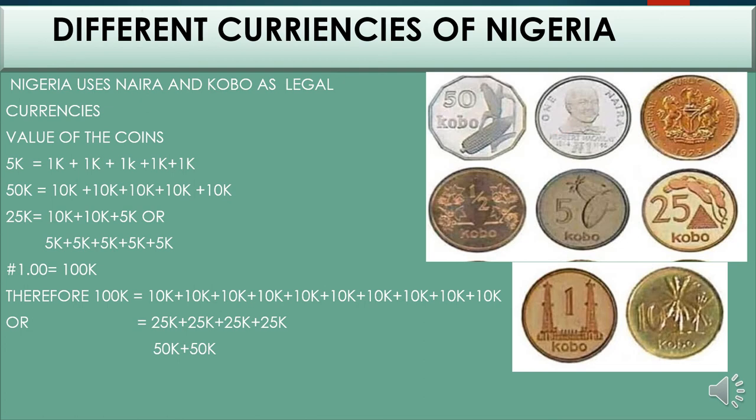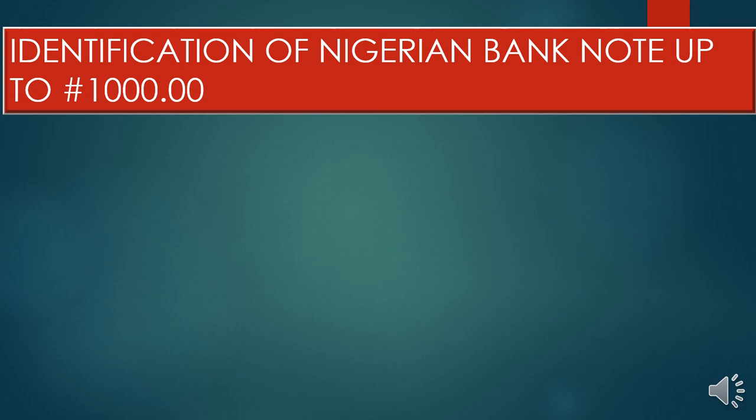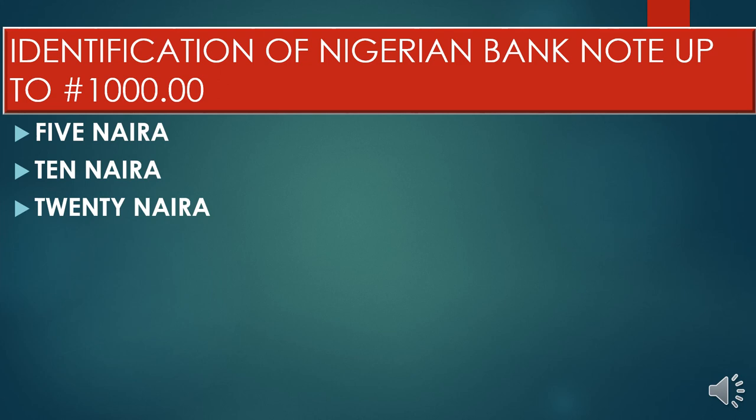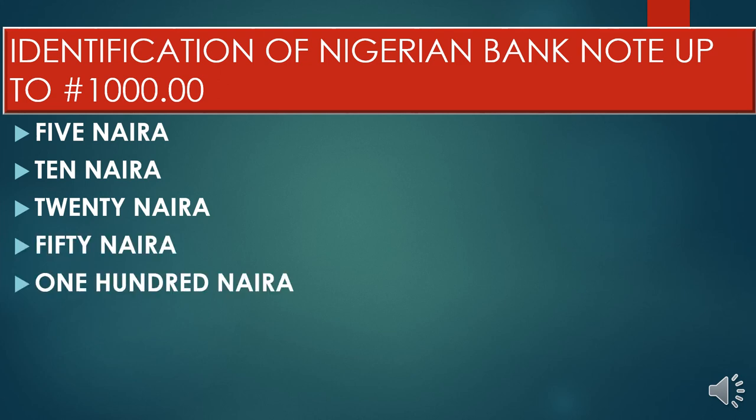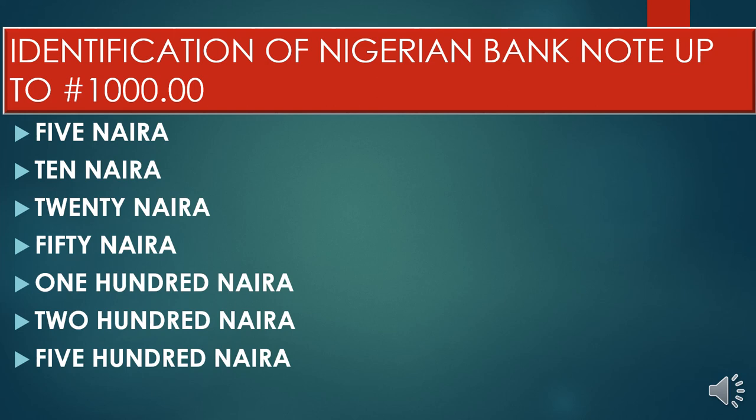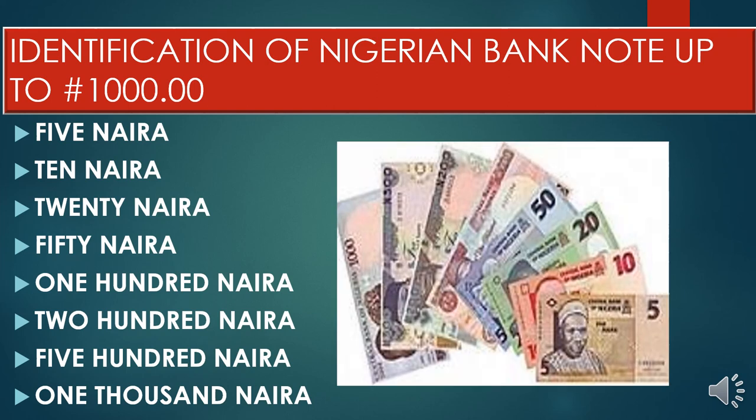So let's move over to the next we have for today. Now, let's see the Nigerian currency. Let's see the Nigerian banknote up to 1,000 naira. Okay, we'll have the 5 naira, the 10 naira, the 20 naira, the 50 naira, the 100 naira, the 200 naira, the 500 naira, and the 1,000 naira.